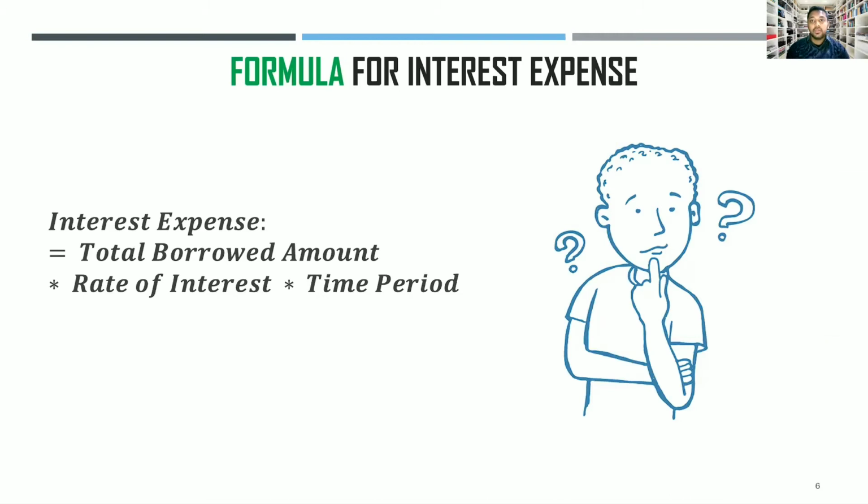There are also some variations. For example, if the interest is paid semi-annually, then the time period should be extended because the number of times that we are paying interest, the number of times the interest expense occurs, is multiplied by 2.